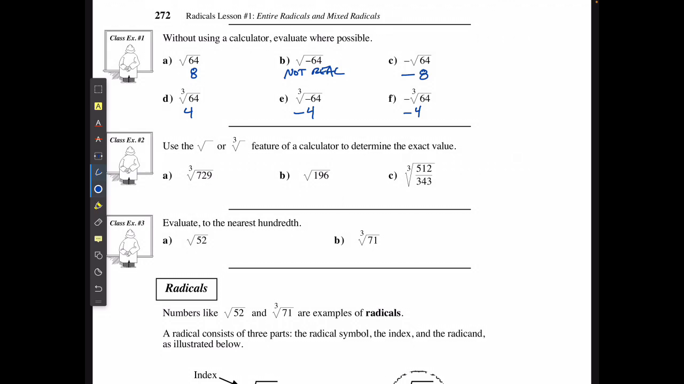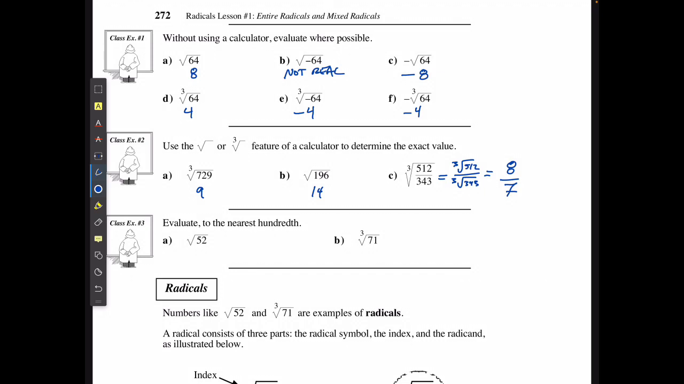If I put in the cube root of 729, which depending on your calculator is either going to be under the math button, where there's going to be roots that are other than square roots, or if you're on a Casio, you can do the shift X root button. Cube root of 729 is going to be 9. Square root of 196 is 14. And if I take the cube root of 512 over 343, that's going to be the same as the cube root of 512 over the cube root of 343, which is the same as 8 over 7.